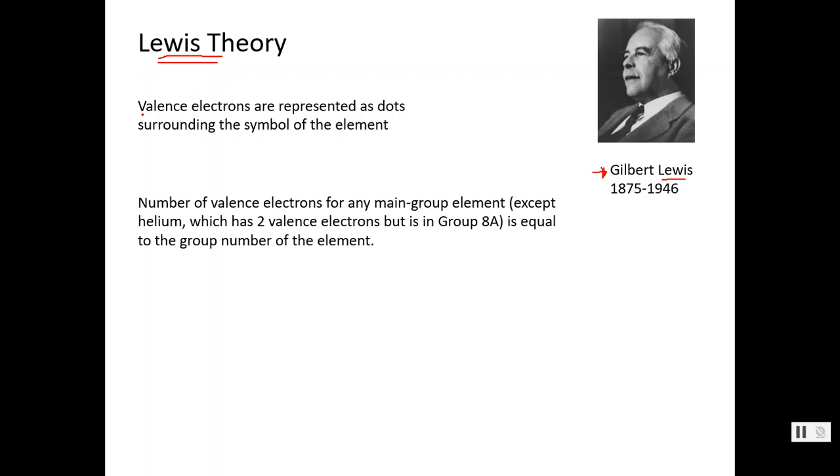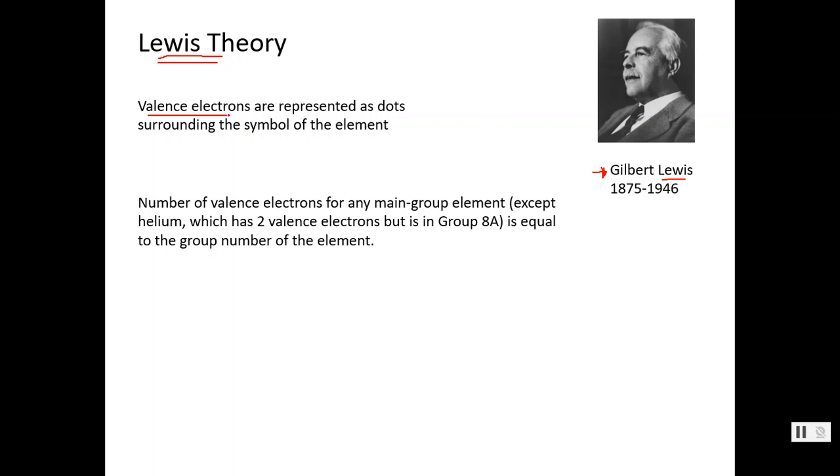And in Lewis dot structures for elements, we are only concerned actually with representing valence electrons. Valence electrons are the electrons associated with an atom in the highest principal quantum number. We talked about principal quantum numbers in the previous chapter. Okay. And we show those valence electrons for a particular element as dots.